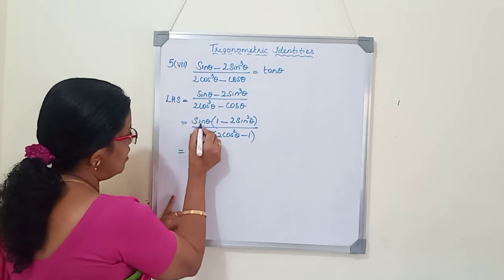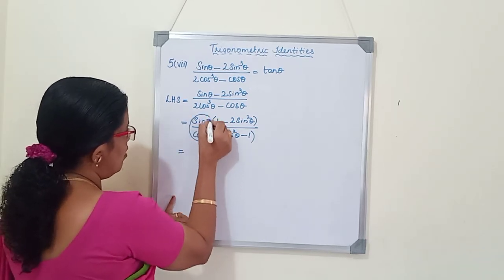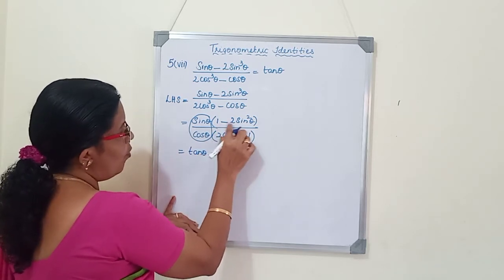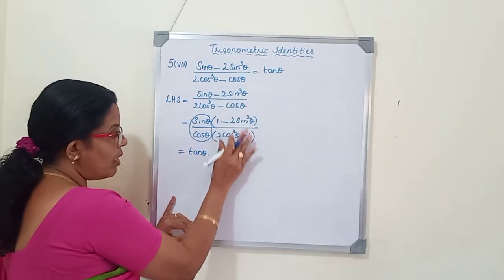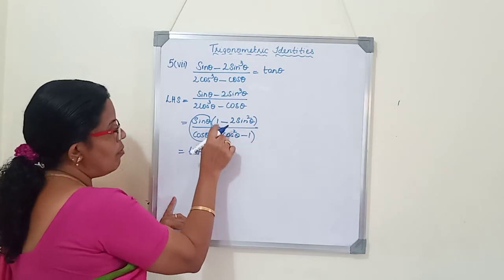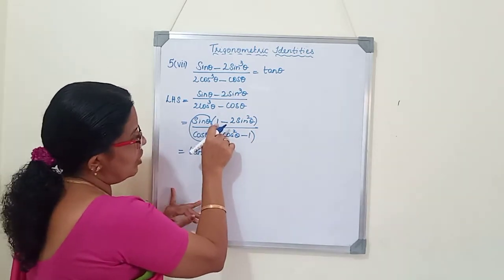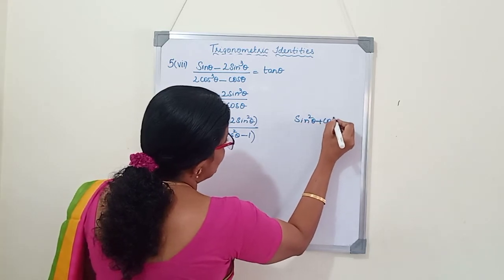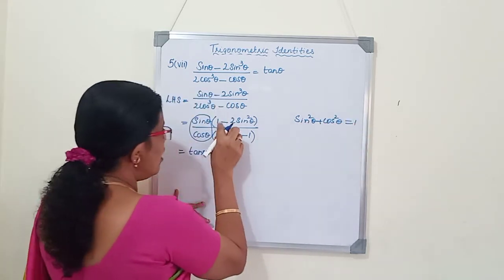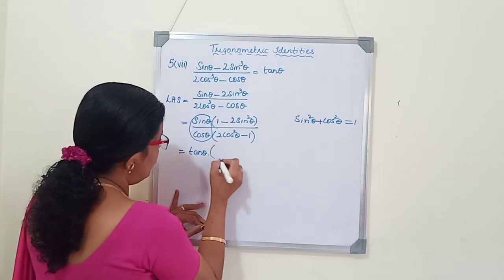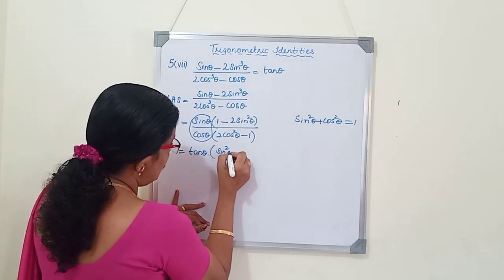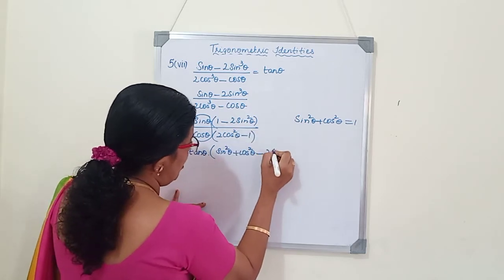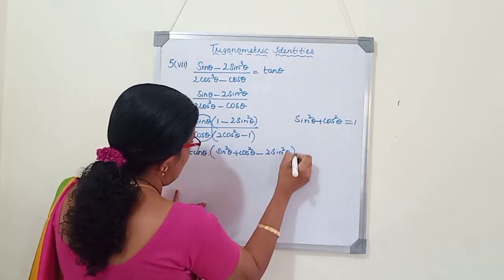Now, here we will write sin theta by cos theta together. 1 we can write directly tan theta. Now, into 1 minus 2 sin square theta. From here we can do in a different method. So, one method I will tell you. How can we change 1? We know that sin square theta plus cos square theta is 1. So, instead of this 1, I will write in bracket sin square theta plus cos square theta minus 2 sin square theta.